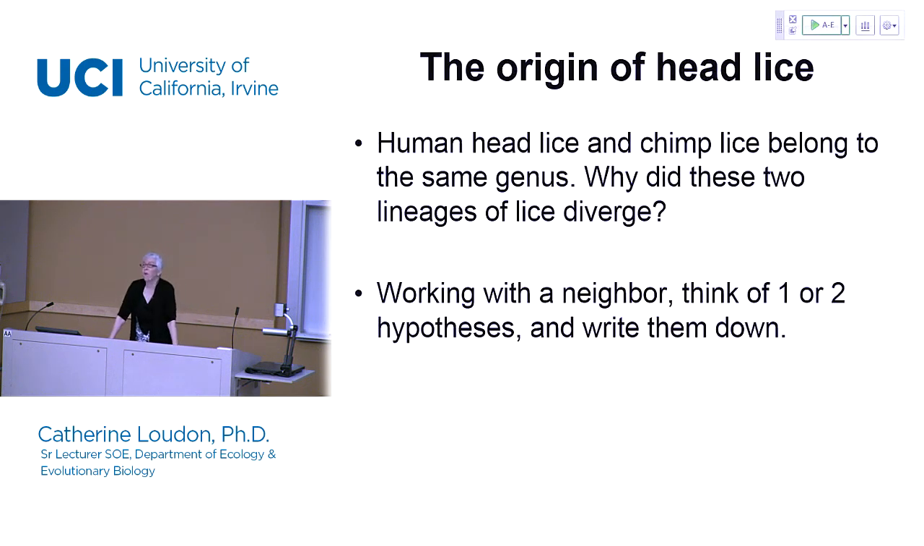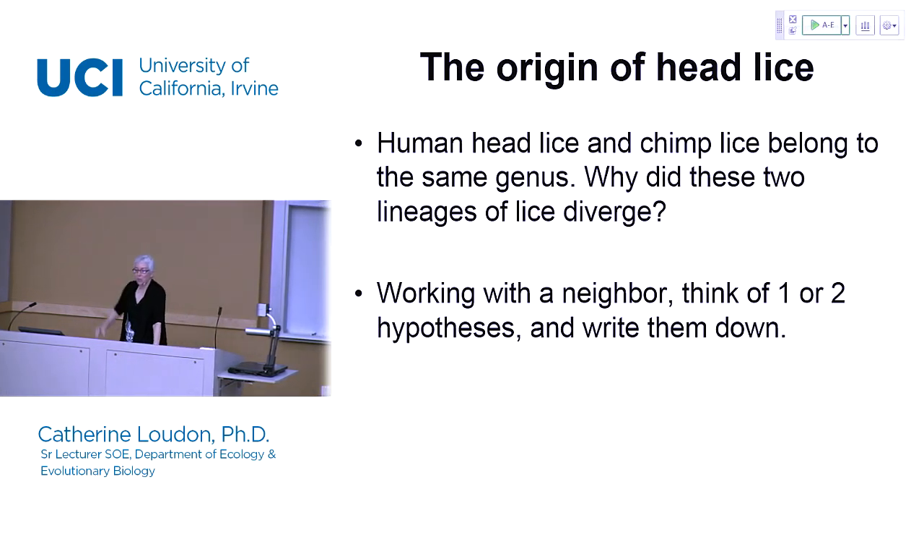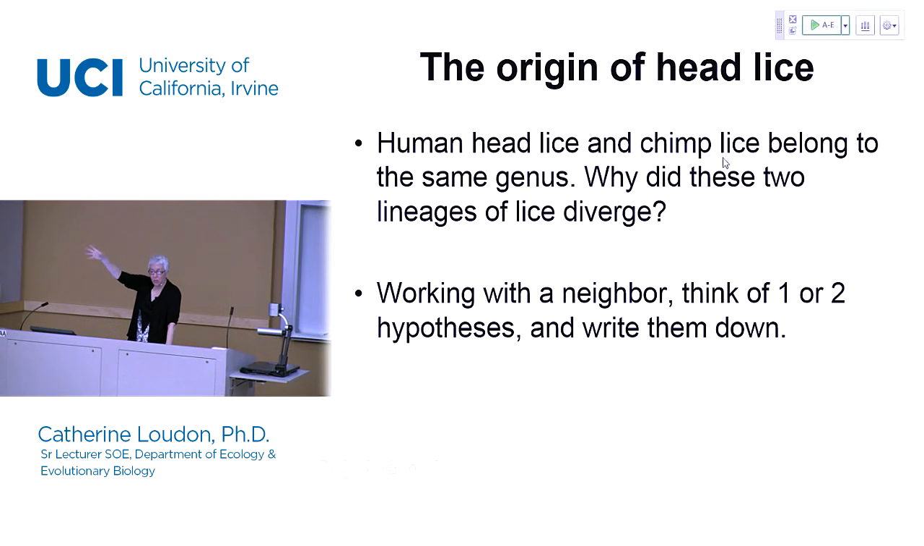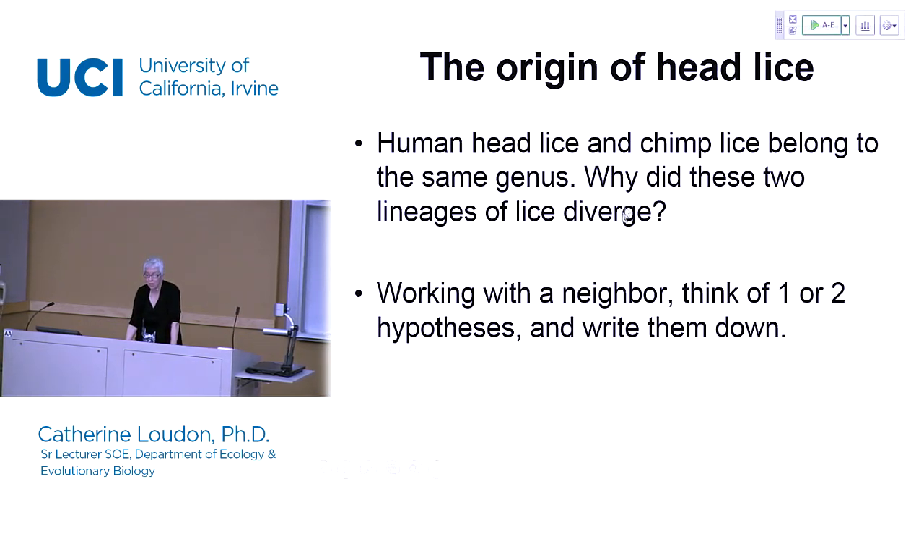So let's try one to see how this works logically. Human head lice and chimp lice, and notice it doesn't say chimp head lice, right? Because unlike humans, all the other primates have just one species of louse. So chimp lice are all over a chimp's body. Human head lice and chimp lice belong to the same genus. Why do you think these two lineages actually diverged?